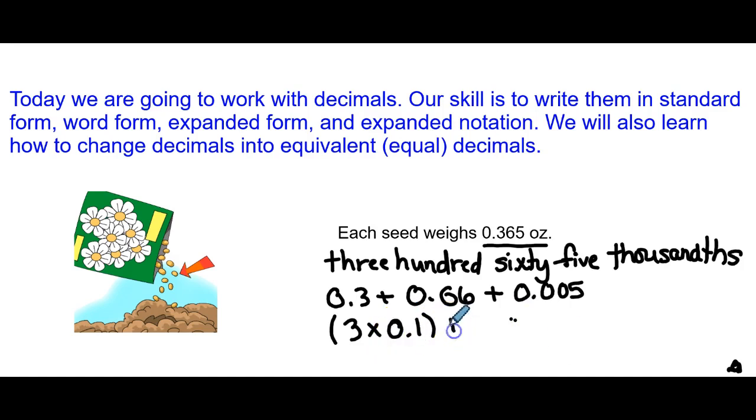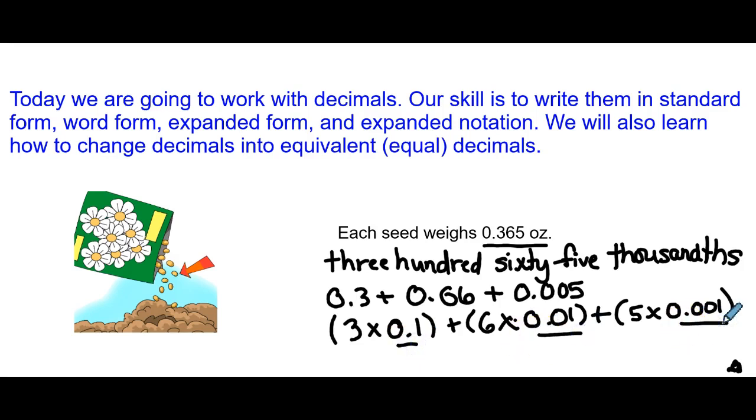0.1 plus, we have our 6 and our hundredths, so we're going to write the digit 6 times 0.01. And then our last digit is 5 in the thousandths. So 5 times 0.001. And that's our expanded notation. Now, instead of writing this as decimals, we can write these as fractions, which we practiced the other day. So this could be 3 times 1/10 plus 6 times 1/100 plus 5 times 1/1,000.